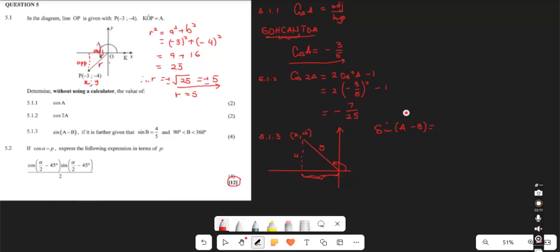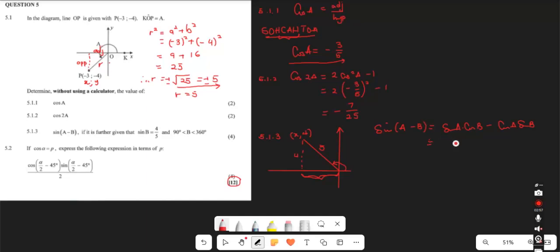They say you must find this. You must find sine (A over B). But remember, using compound angles, sine (A minus B) is equal to sine A multiplied by cos B, minus, if it's minus, it continues with the sign, minus cos A sine B. So this is what we know from compound angles. So now we are just going to substitute this.